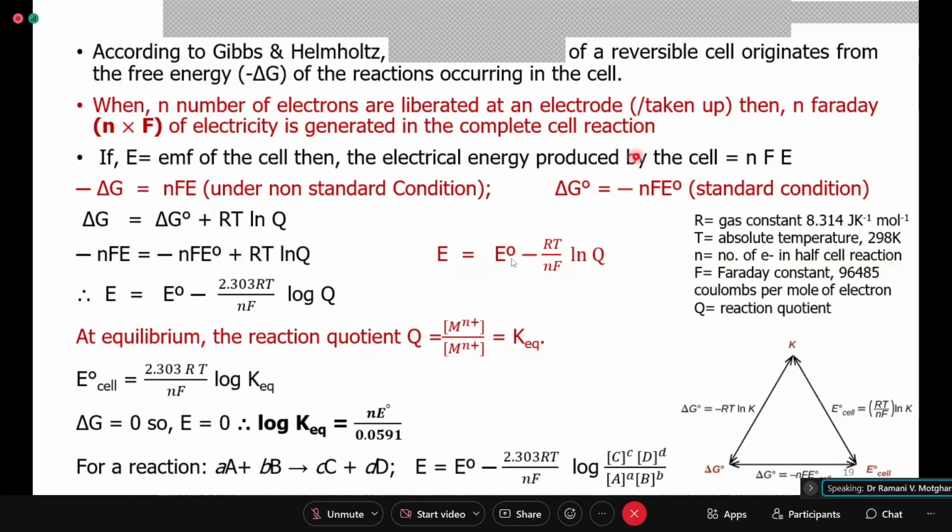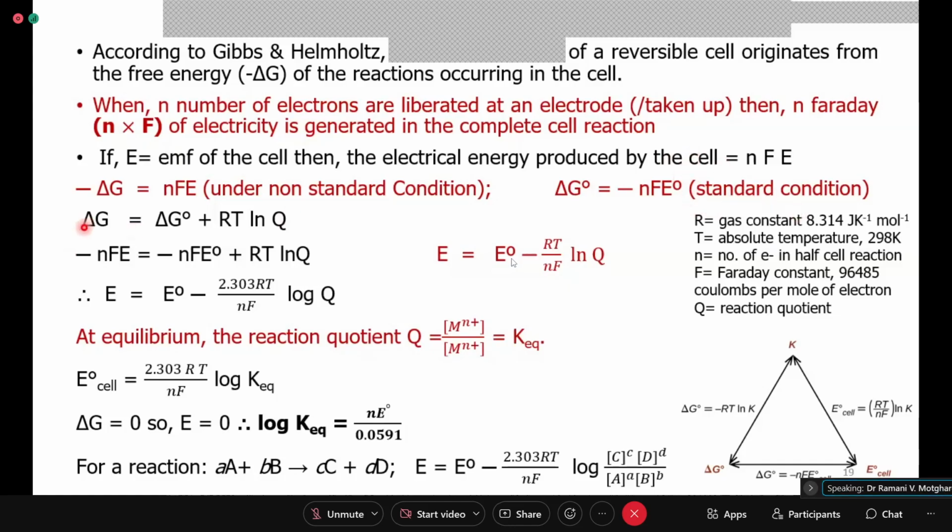So we know that at one particular electrode, when the metal goes into solution, the electrons will run and electricity will be generated. So if E is the EMF of the cell, then the electrical energy produced by the cell is nFE. So minus delta G is equal to nFE under non-standard condition. Now under standard condition, delta G naught will be equal to minus nFE naught. E naught, we know, is when it is placed in its own salt solution of 1 molar concentration.